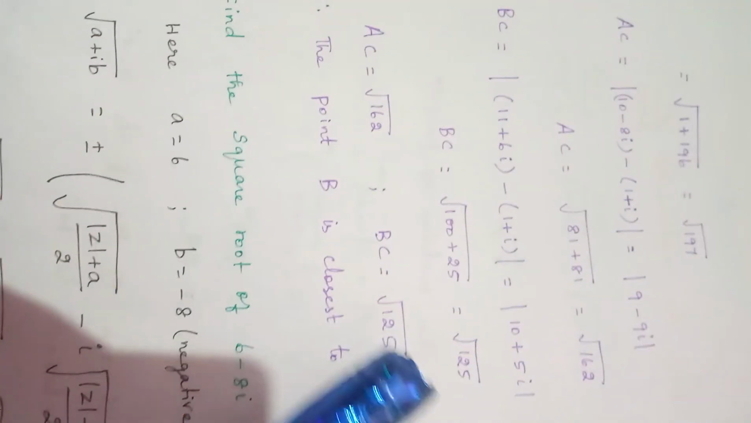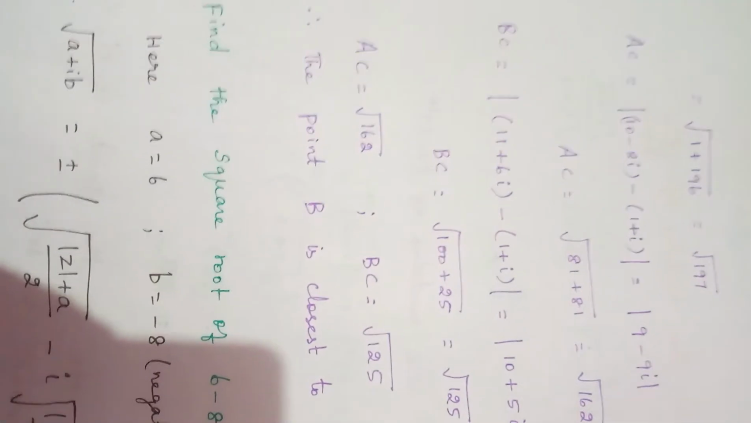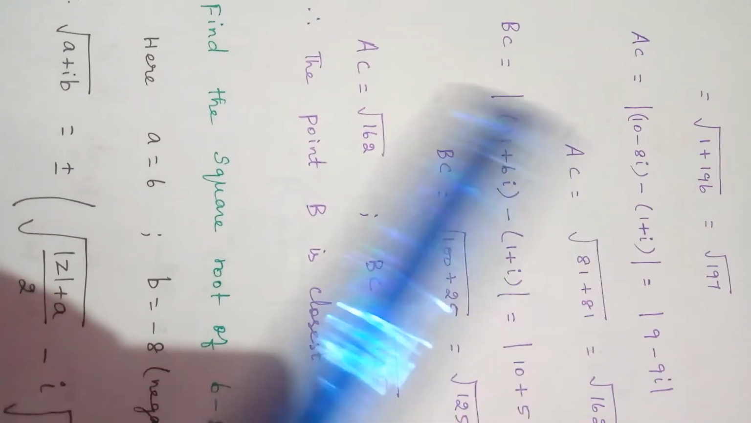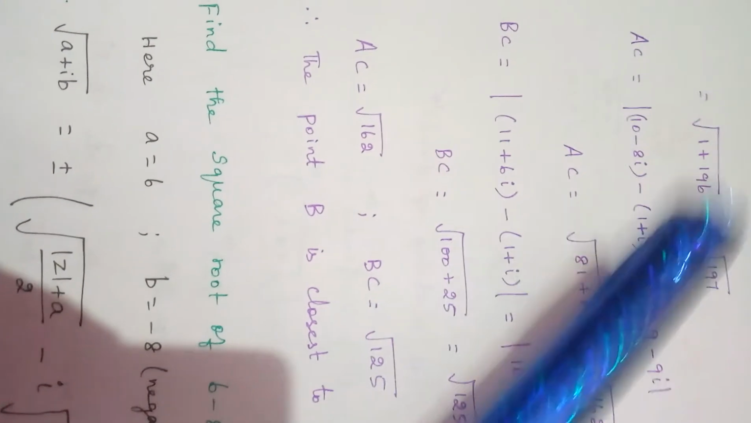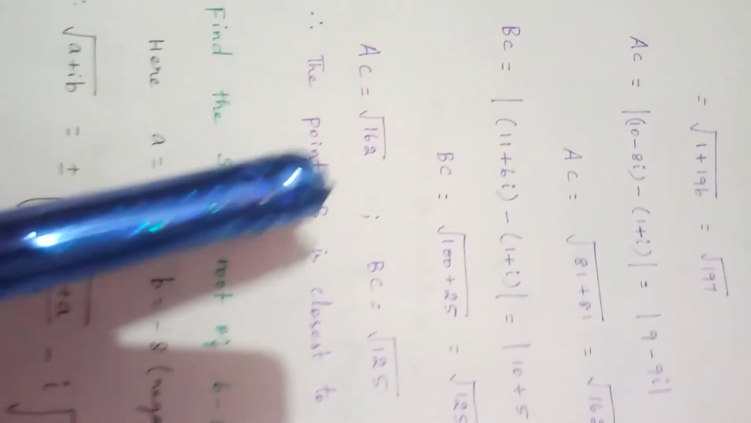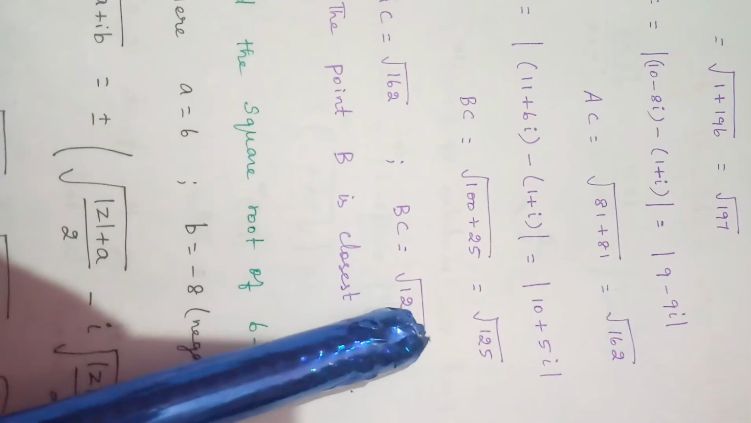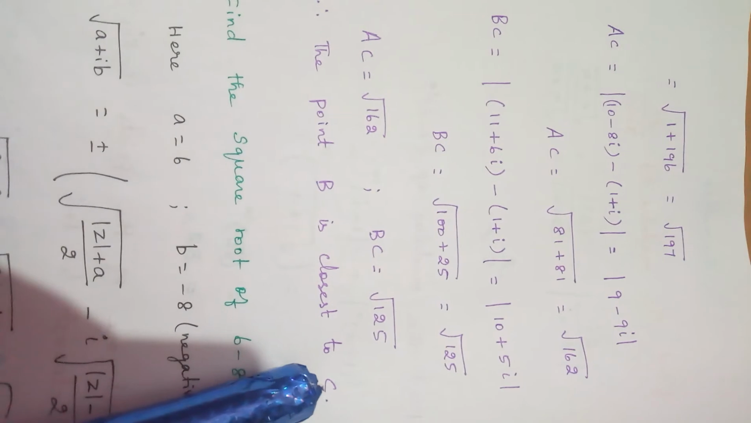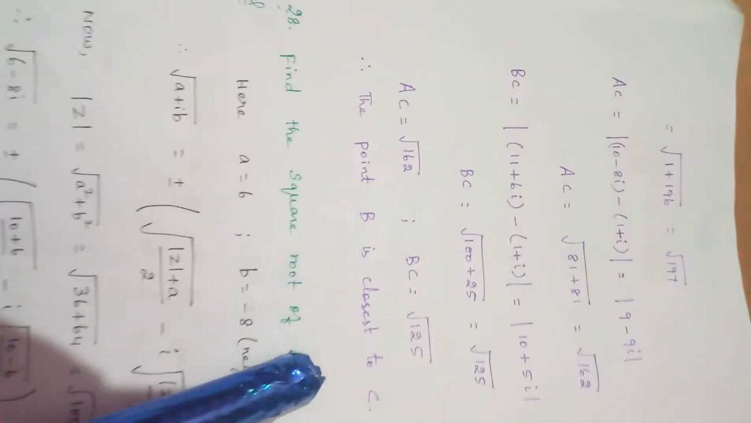I hope you understand. The concept is, what is the question actually? Whether the point A or the point B is closer to C. That is what we need to find. So we are finding distance between A and C, distance between B and C. Out of these two values, this is the smaller value. Therefore, the point B is closest to C. We are writing that. Okay, we will go for the next sum.